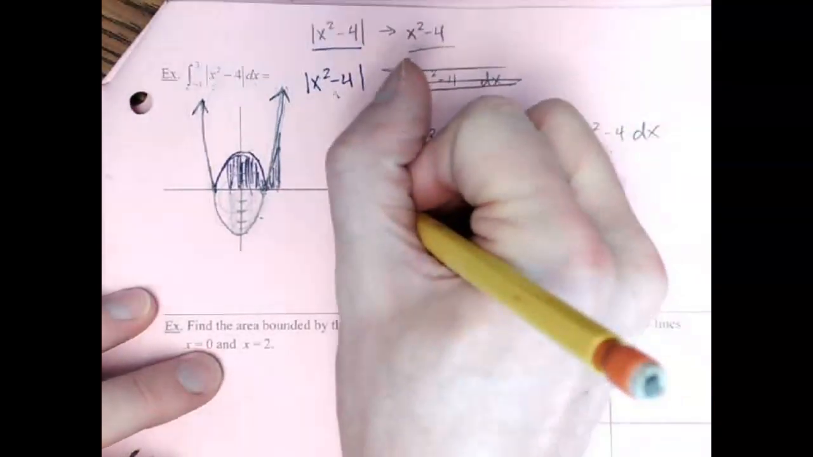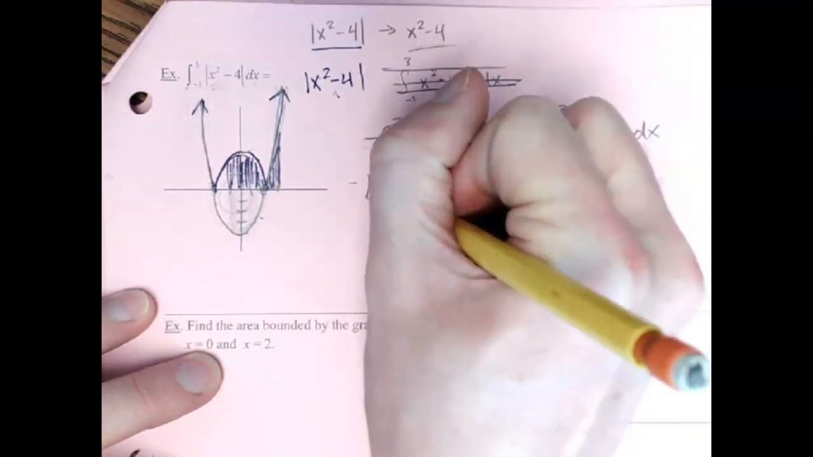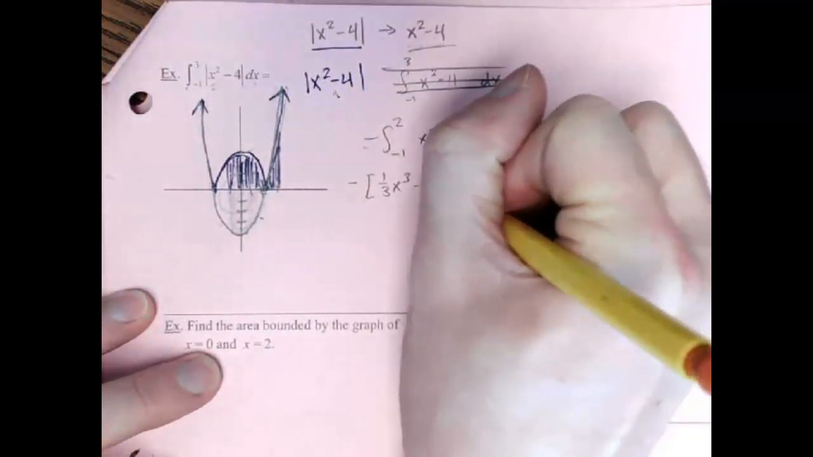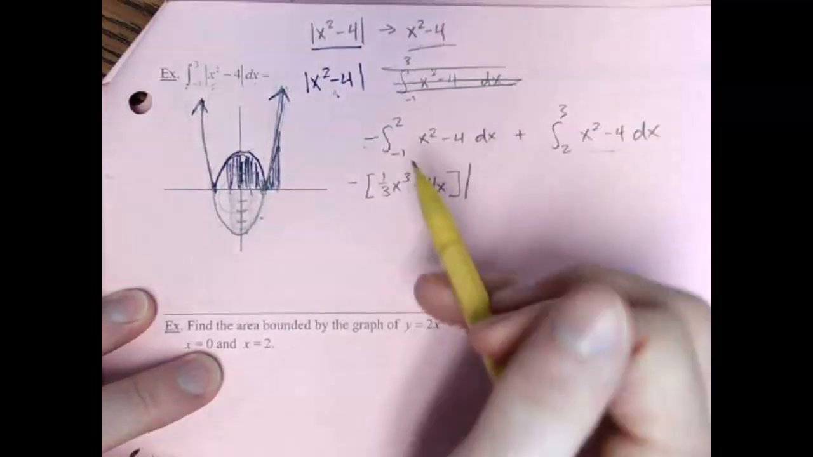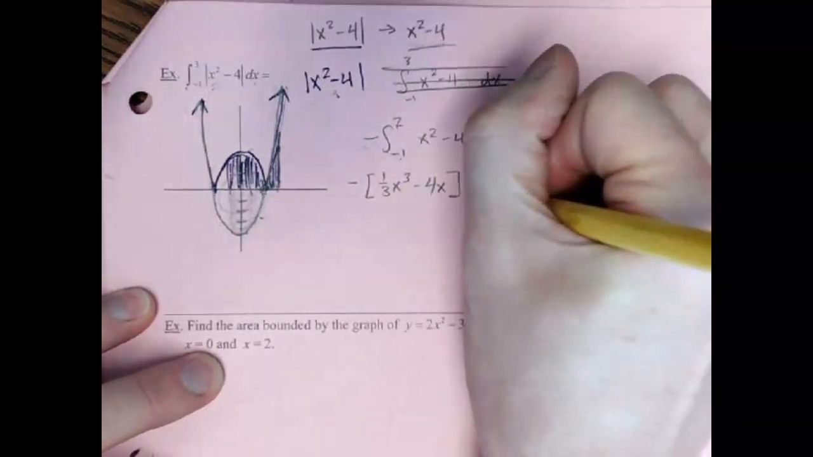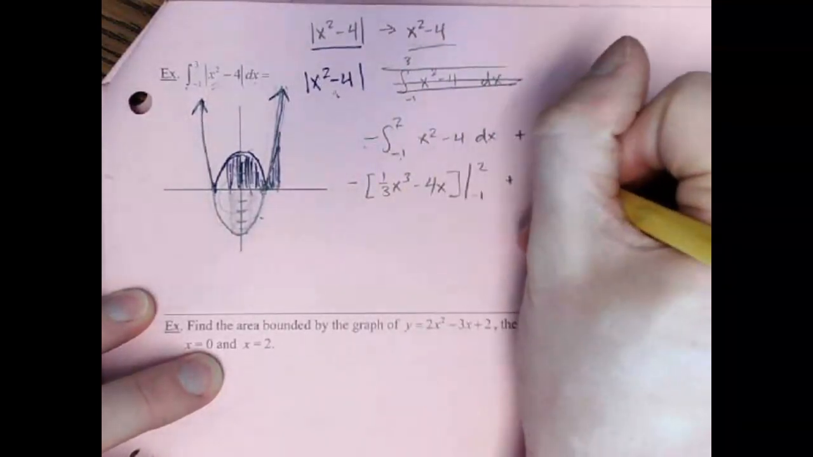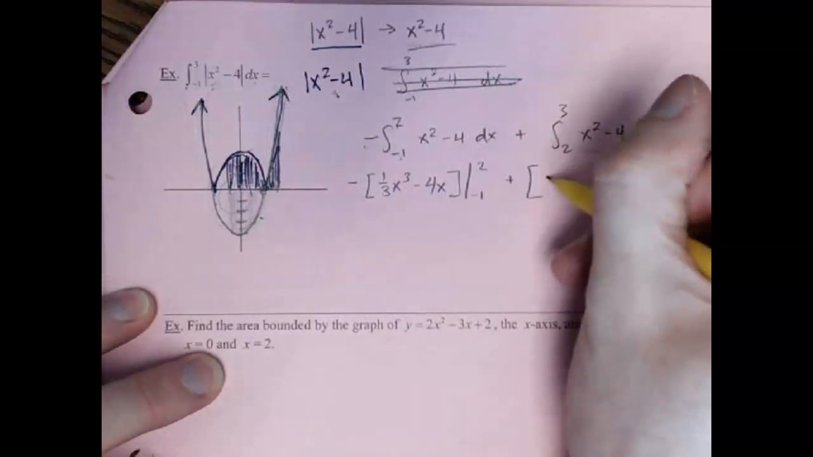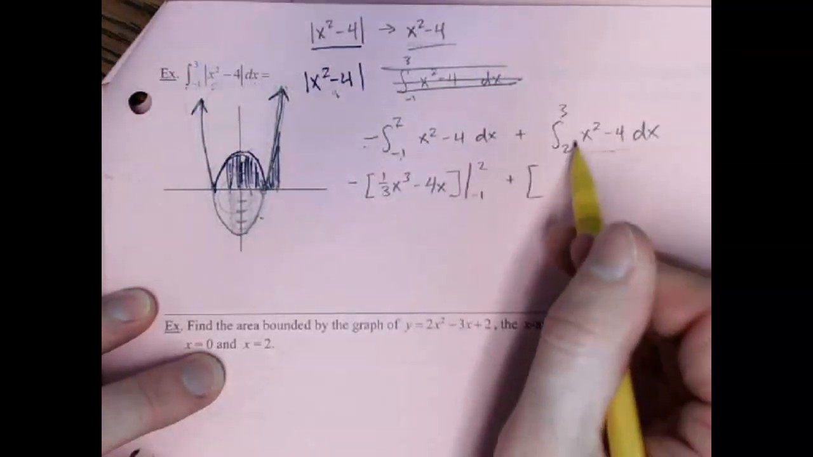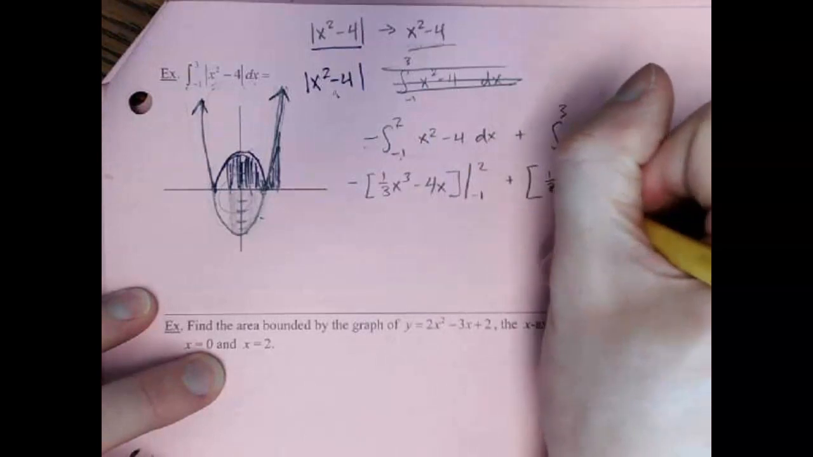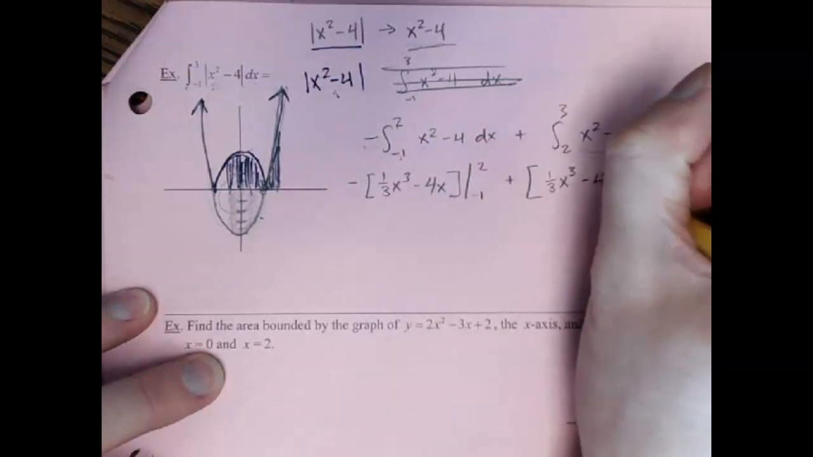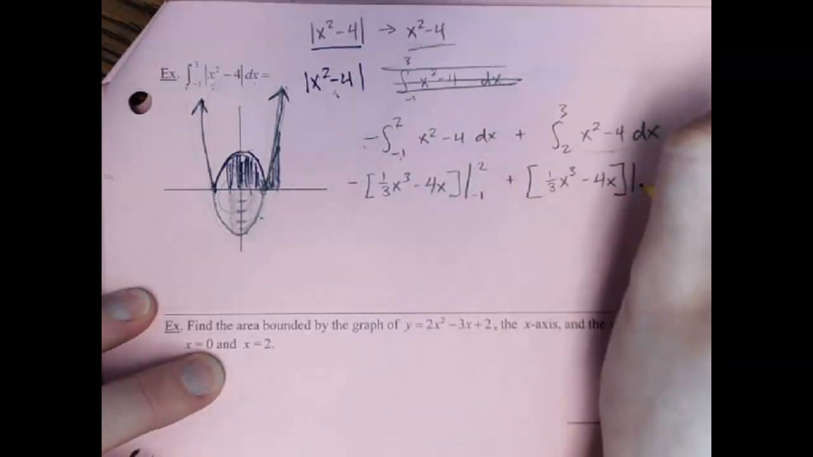Okay, now we got to integrate. So I've got 1/3 x cubed minus 4x. That part's going to evaluate from -1 to 2. And then I have it. The integration's the same, right? Because it's the same function. It's just going to be evaluated differently. 1/3 x cubed minus 4x. And that one is 2 to 3.